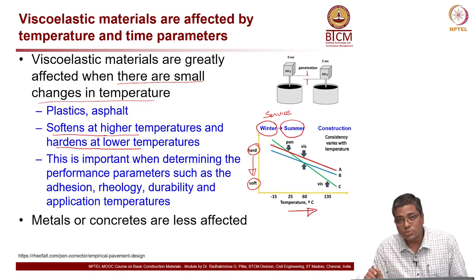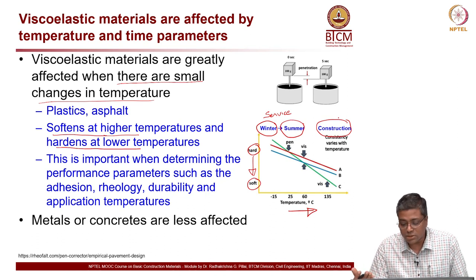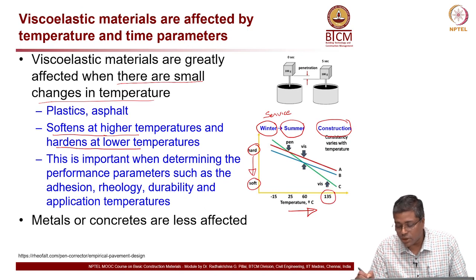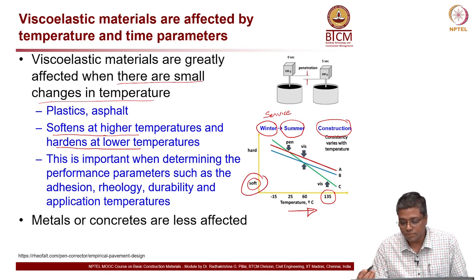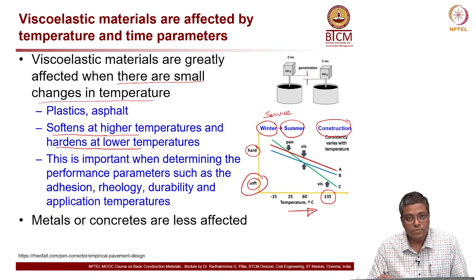Now, there is also a case where this material experiences much higher temperature, that is during construction. You will actually be heating the asphalt or bitumen to make it flow during the construction, right. So, at that time, at this high temperature, the material will be very, very soft, okay. It will flow easily, whereas in winter it will become very hard, okay.